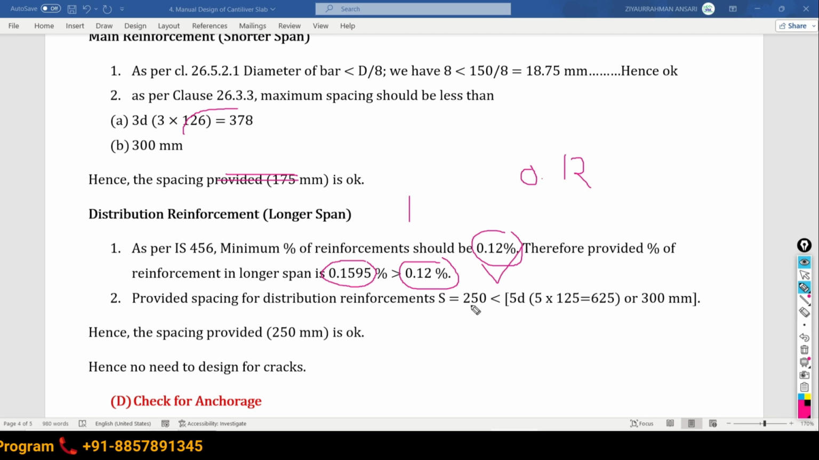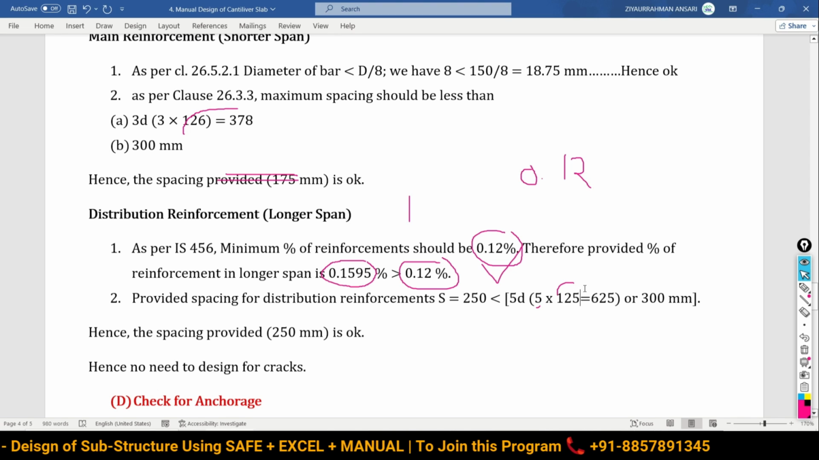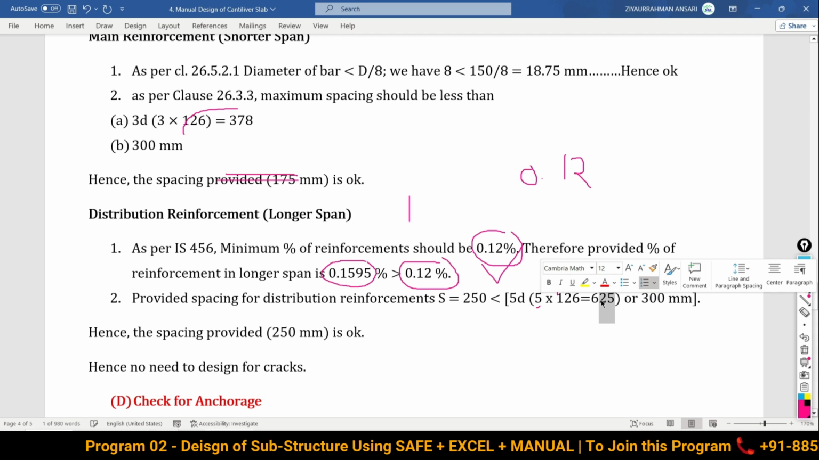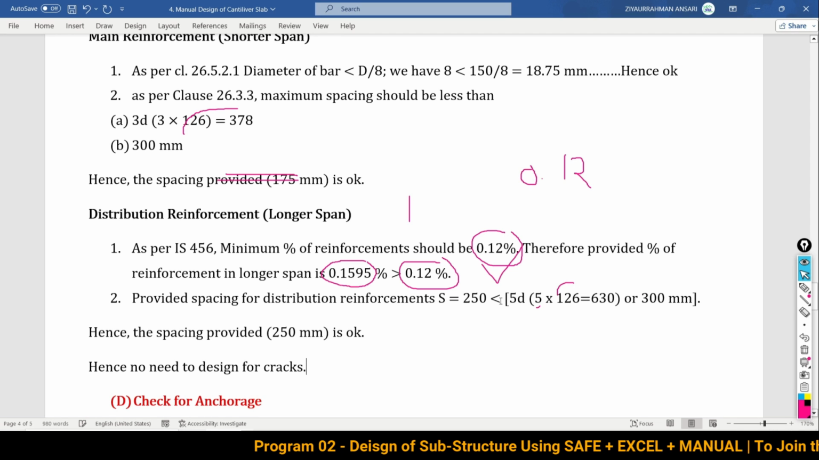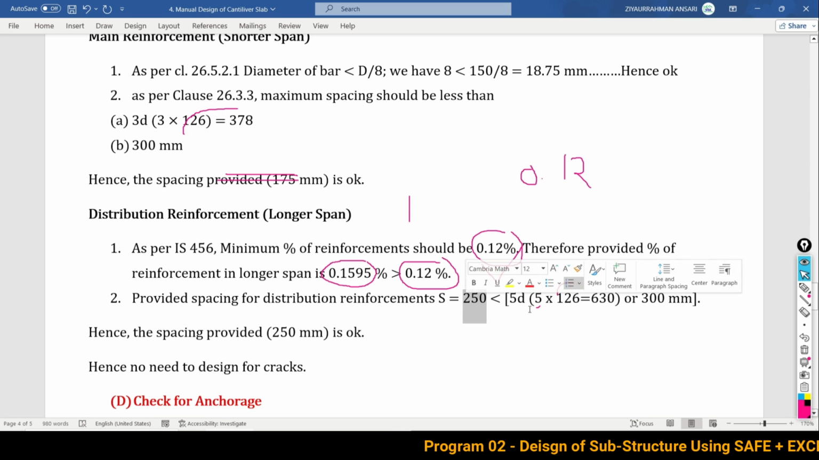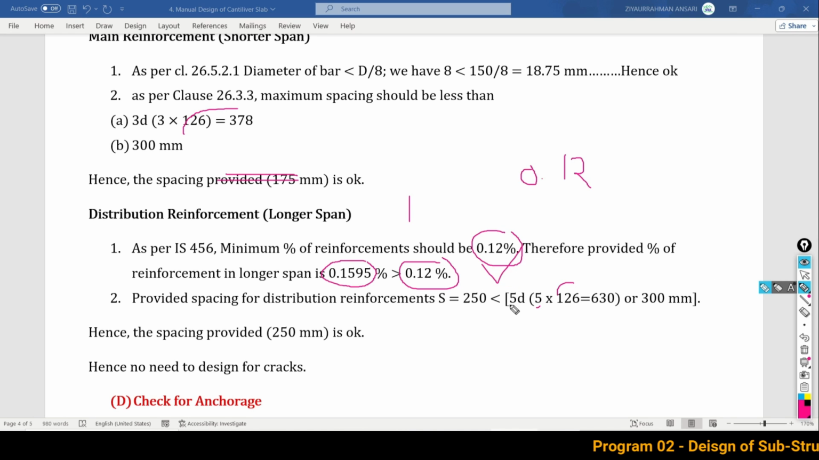Now the provided spacing for the distribution reinforcement should be at most 5 times the effective depth. So 5 times the effective depth 126 is going to become 630. Your provided spacing is 250. The allowable is that it should not be more than 5 times the effective depth, so 250 is less than 630.